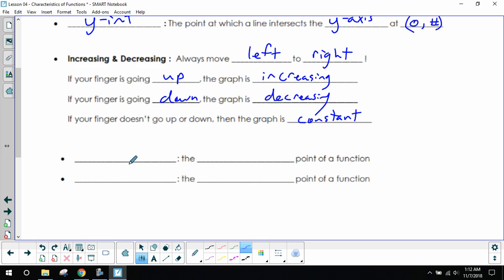This is max, highest, min, lowest. Again, pause the video where you need to, but you should have notes on all of these already.